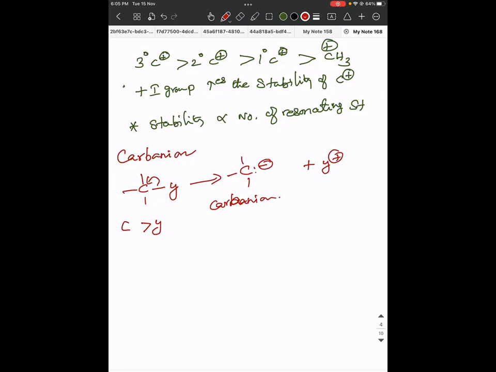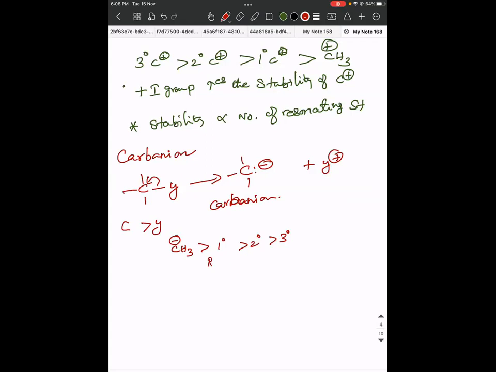If you look at the reverse order of the carbocation, the methyl carbanion will be more stable than the primary carbanion, then the secondary carbanion, then the tertiary carbanion. Now tell me what a primary, secondary and tertiary carbanion is. Same thing: the carbon bearing the negative charge, if it is attached to 1 carbon, it is primary, 2 carbons secondary, 3 carbons tertiary. There you have the positive charge, here you have the negative charge. That is the difference. Understood?